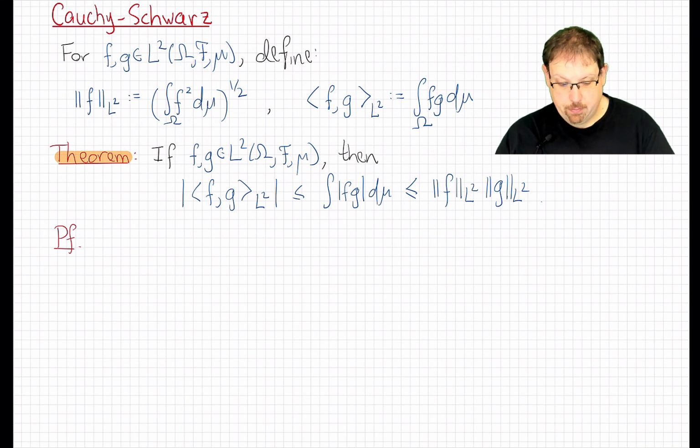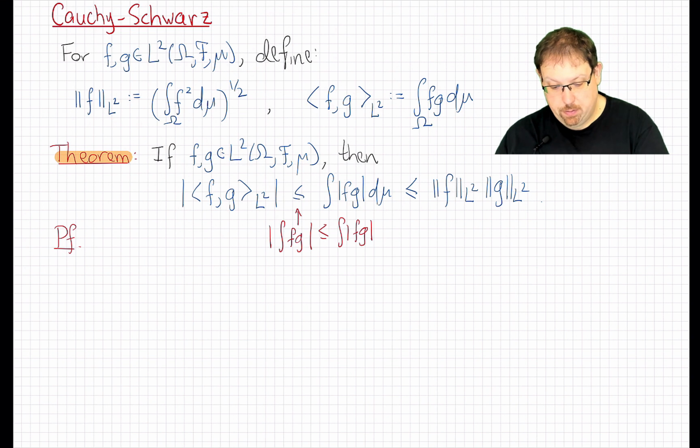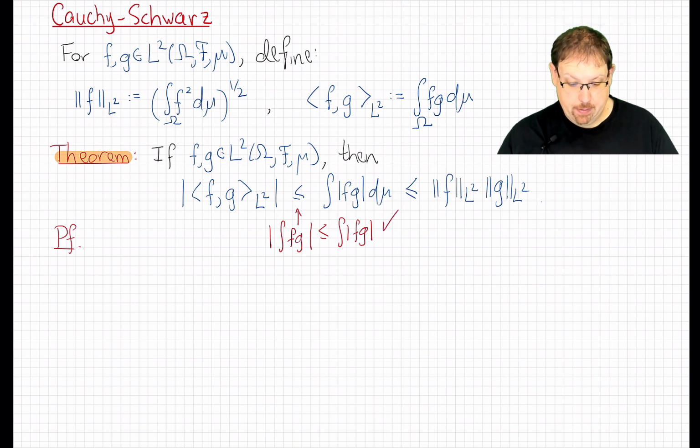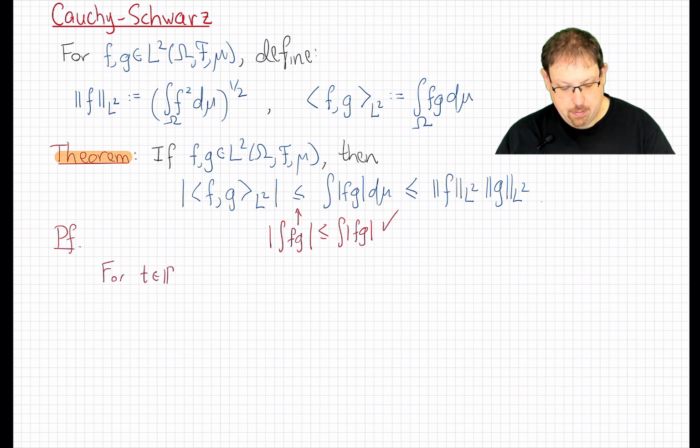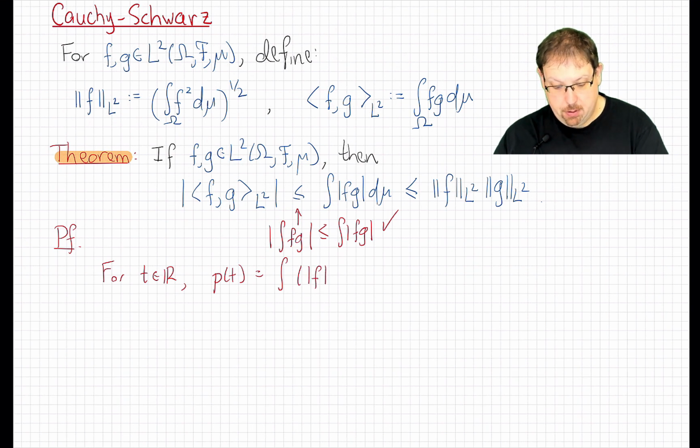Let's prove this. So for the first inequality, this is just the statement that the absolute value of the integral is less than or equal to the integral of the absolute value, which we know holds in general for Lebesgue measurable functions. So it's the second inequality that actually takes work. In order to prove that, we use the following really nice trick. For any real number t, we can define a function p of t to be the integral of the square of absolute value of f minus t times absolute value of g.